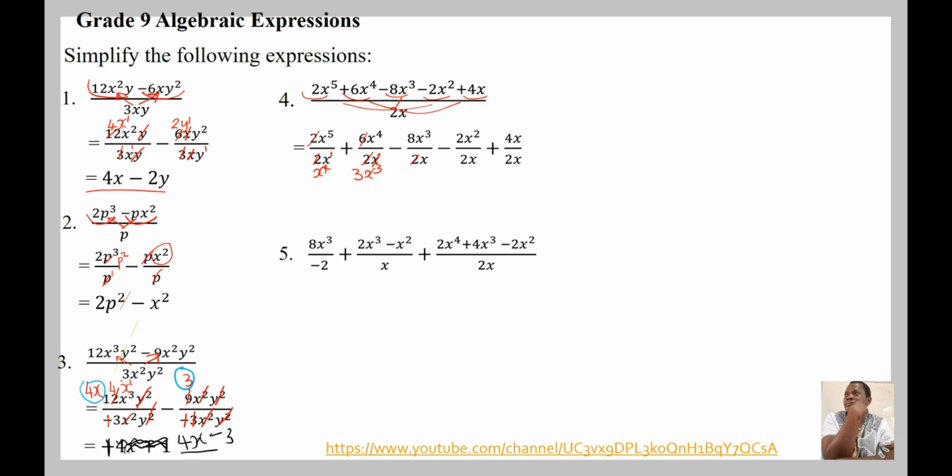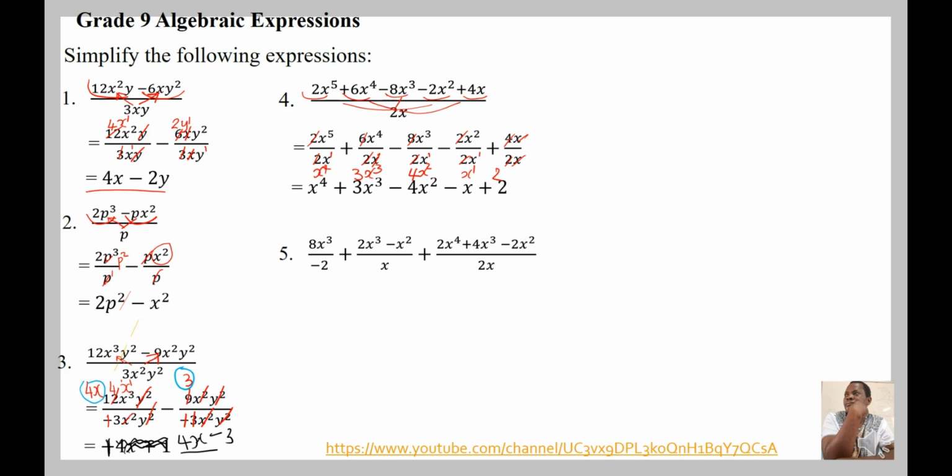2 divides into 8 4 times. Then the exponents for x subtracted is x to the power of 2. Then 2 divided by 2, the 2 goes away. X, we subtract the exponents for x, so this will give us x to the power 1. Then this x and this x divide each other. 2 divides into 4 2 times. So the bottom line is that you divide each term one by one to simplify your answer. That is what we are doing.